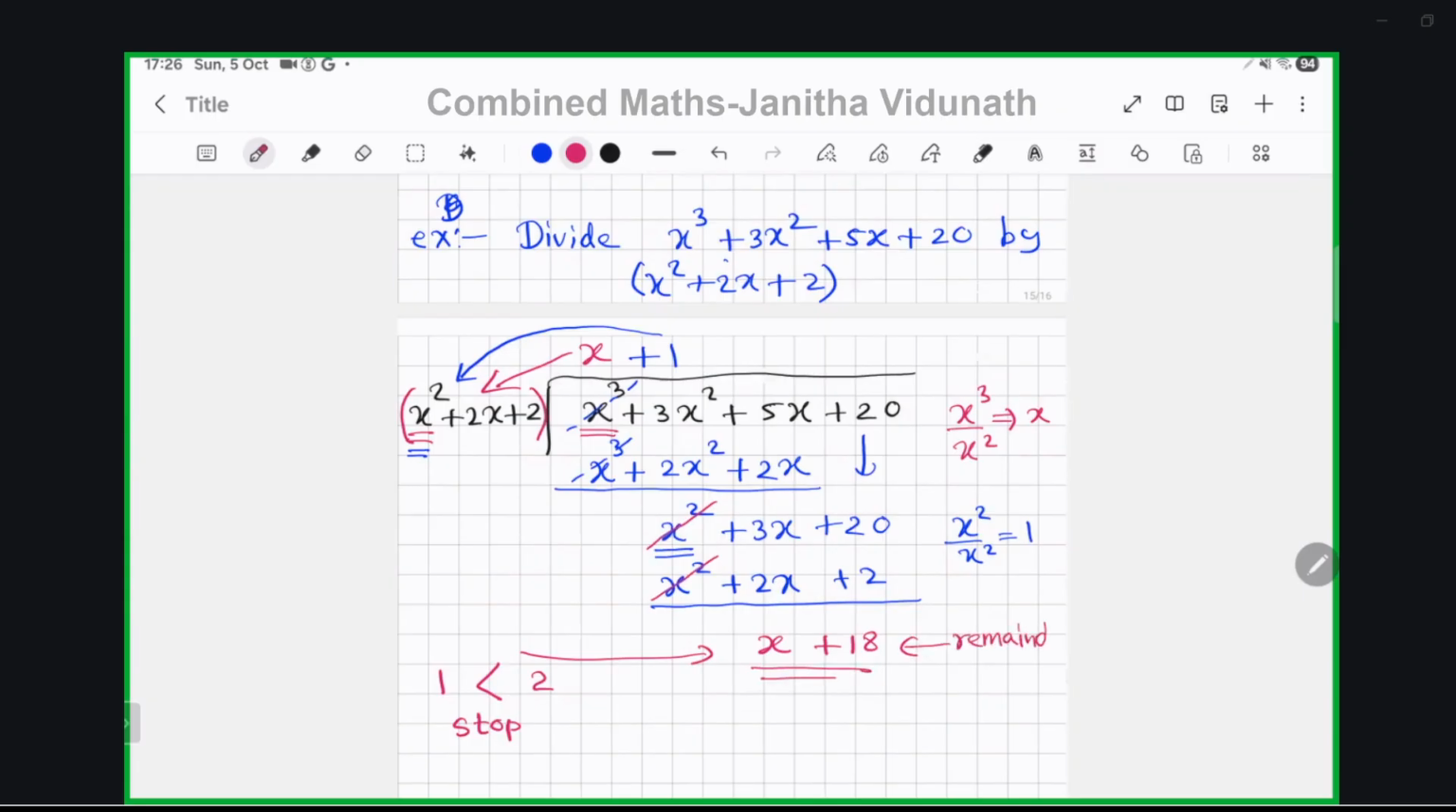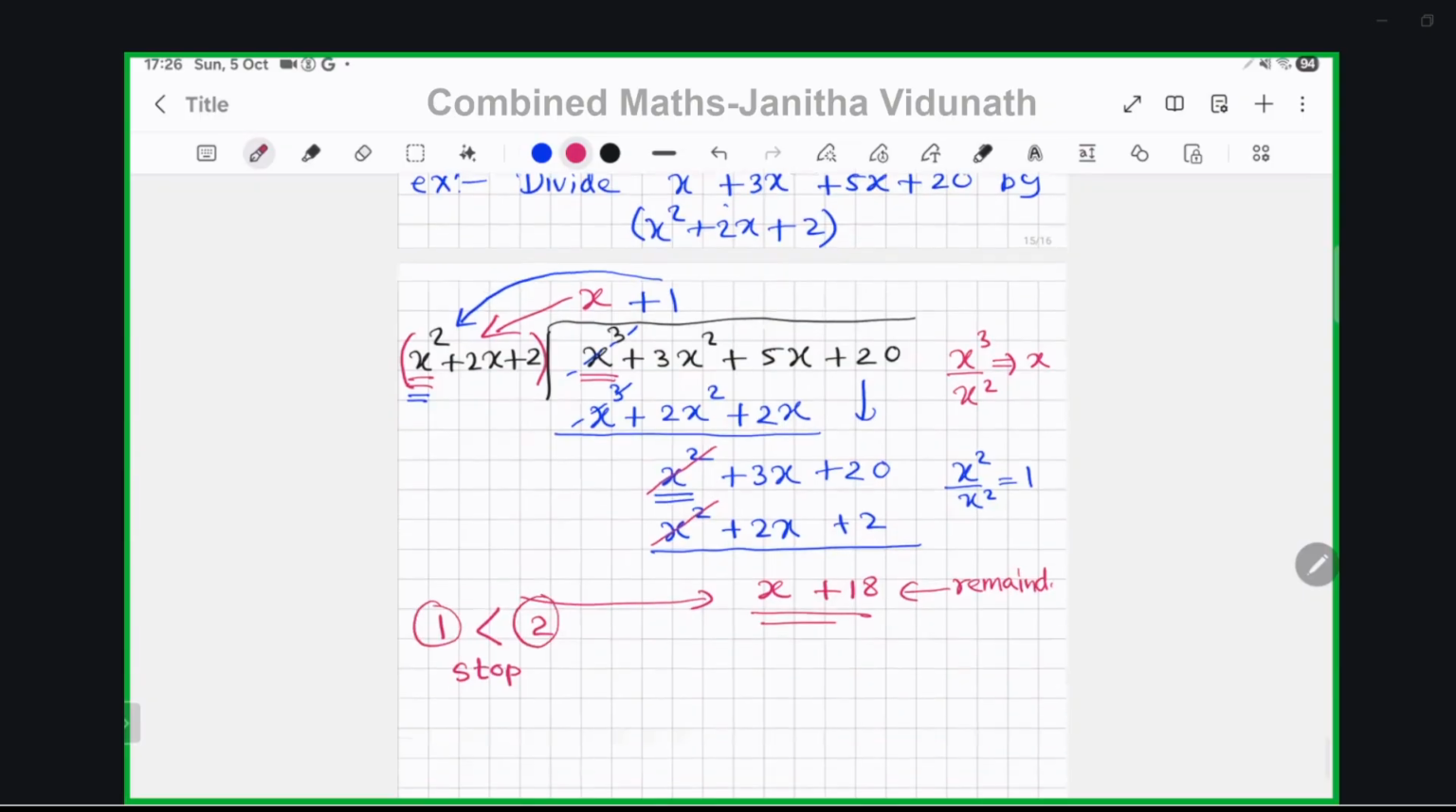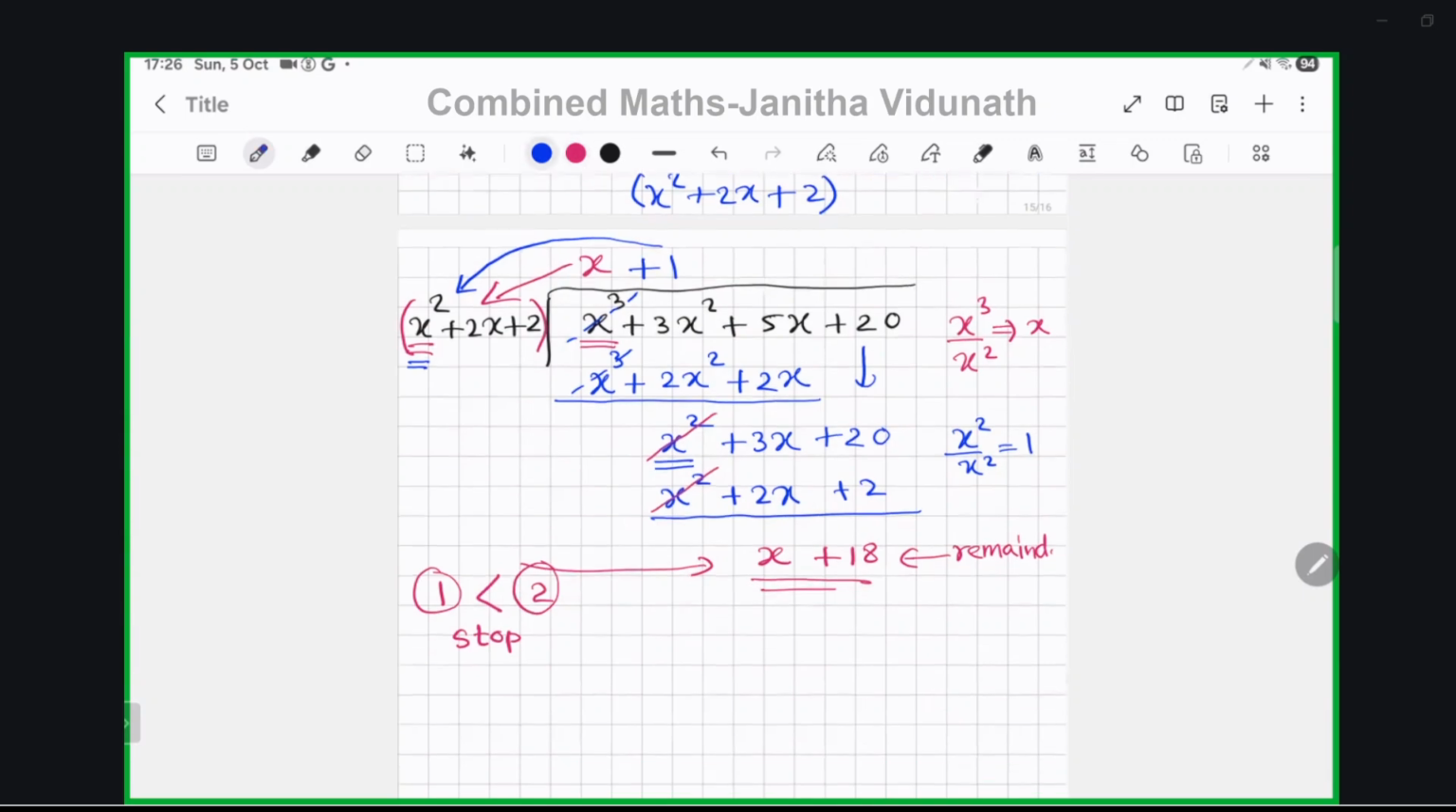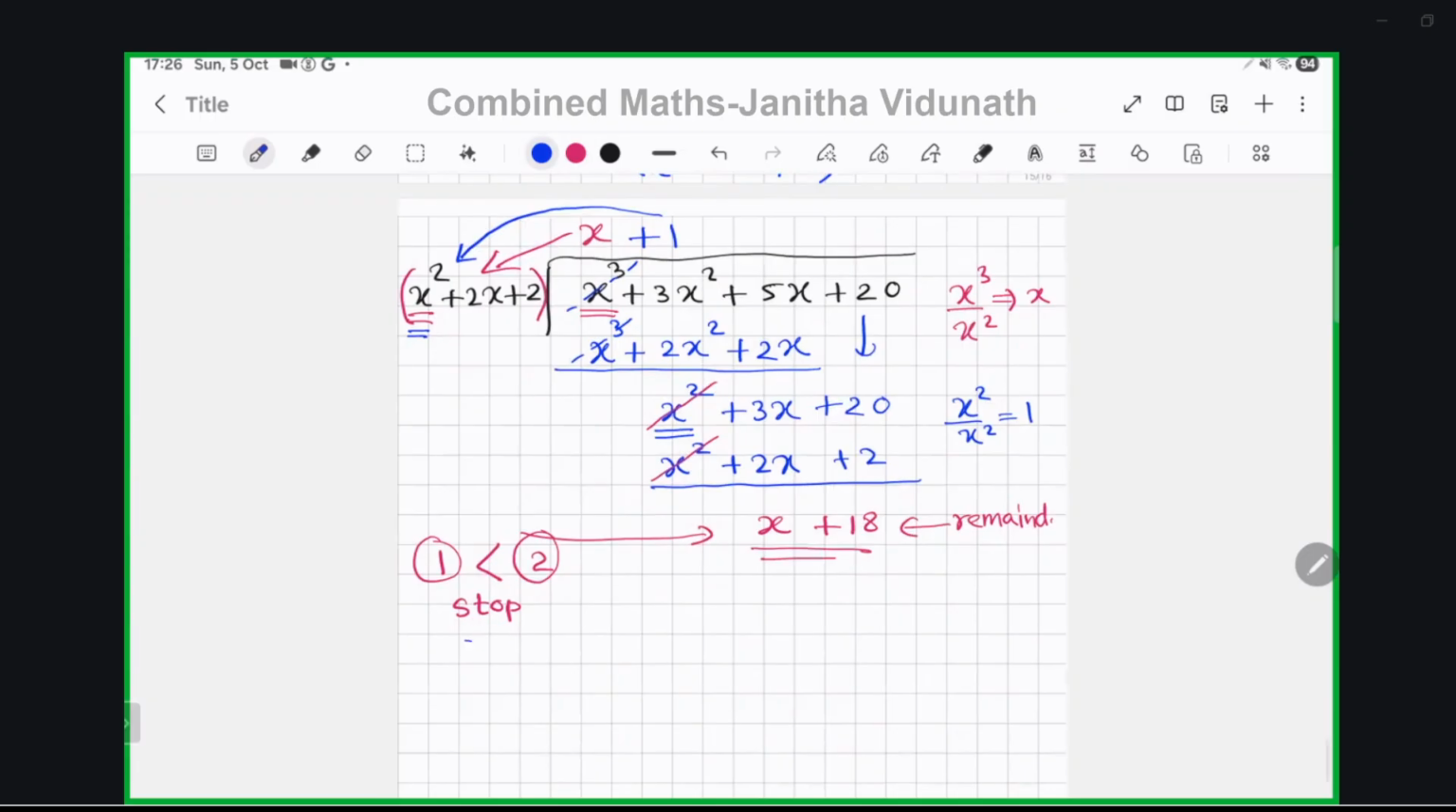Let me repeat here. Degree of this term is 1. It is less than the degree of the divisor. Then we need to stop our operations. Okay. Then the final quotient is x plus 1. Then the remainder is x plus 18.